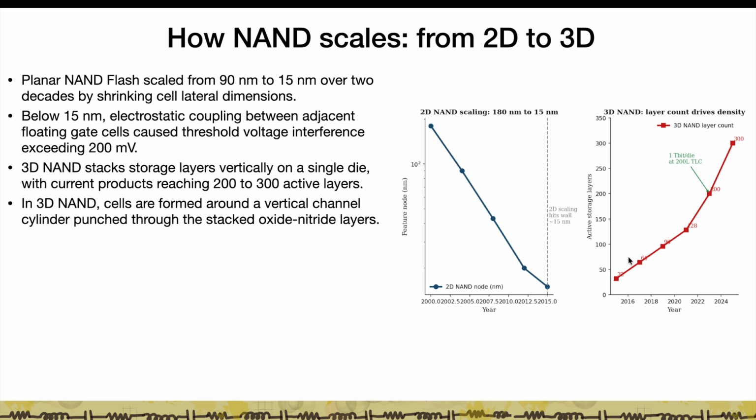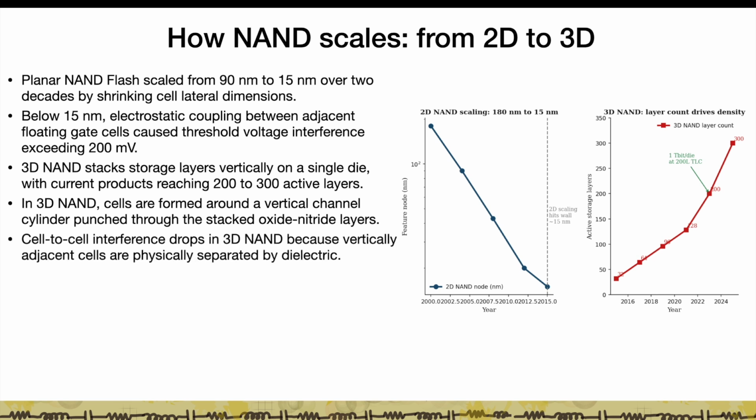The answer was to stop shrinking laterally and start growing vertically. 3D NAND, introduced commercially around 2015, forms cells around vertical channel cylinders punched through alternating oxide and nitride layers deposited on the wafer. The cell to cell interference problem largely disappears because vertically adjacent cells are separated by dielectric rather than sitting at the same depth, separated only by a few nanometers of air gap.